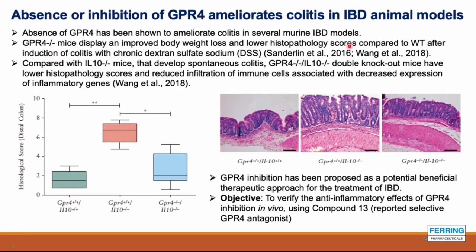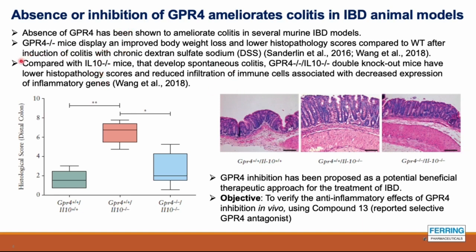Additionally, there were several papers showing that inhibition or absence of GPR4 could ameliorate colitis in IBD animal models. It was shown first in the DSS model, in which GPR4 knockout mice seem to display an improved body weight loss and lower histopathology score compared to the wild-type animals.